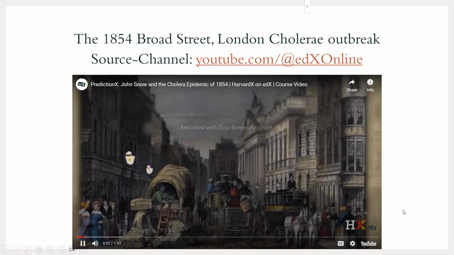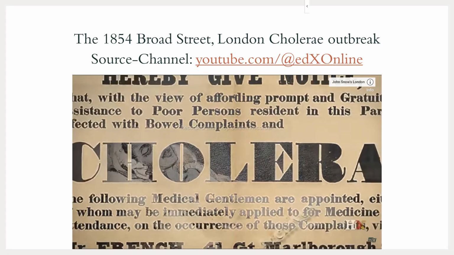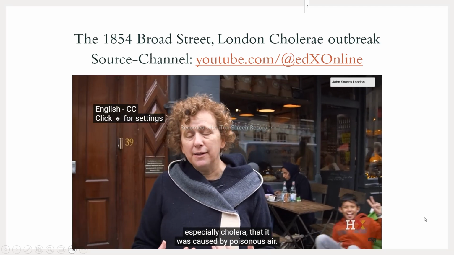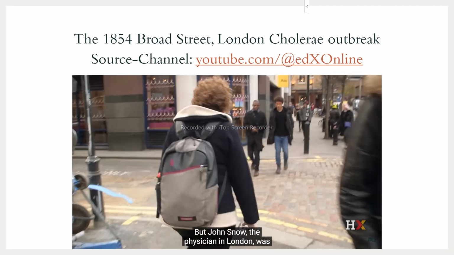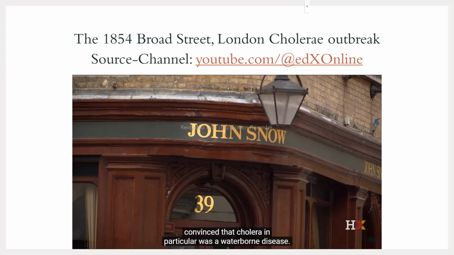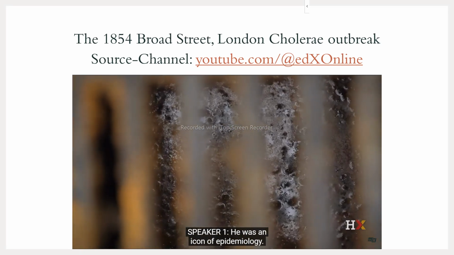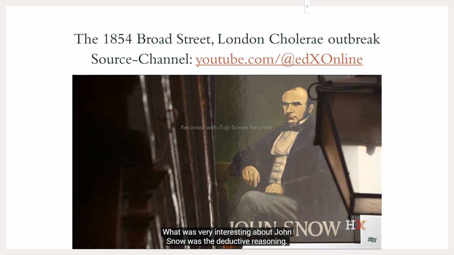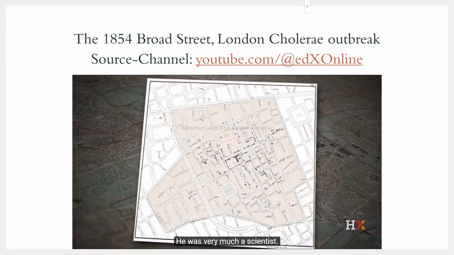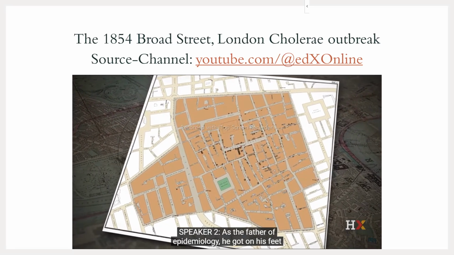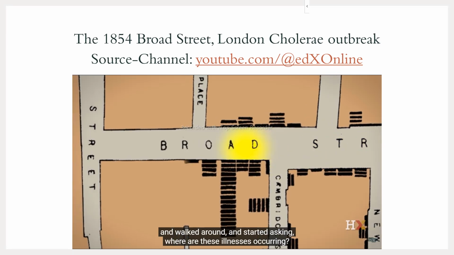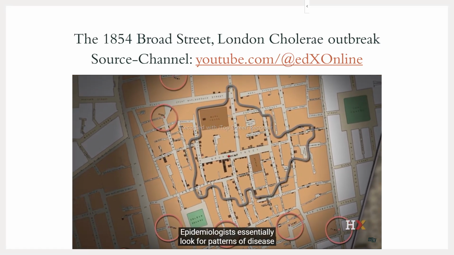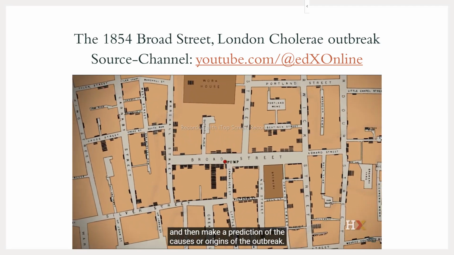In 1854, cholera struck the city of London. Over 600 people died in just a few weeks. People thought that when there were terrible outbreaks of disease, especially cholera, that it was caused by poisonous air. But John Snow, the physician in London, was convinced that cholera in particular was a waterborne disease. He was an icon of epidemiology. He was against the flow of the times. What was very interesting about John Snow was the deductive reasoning. He was very much a scientist, and he believed in measurement. As the father of epidemiology, he got on his feet and walked around and started asking, where are these illnesses occurring? So he could see patterns. Epidemiologists essentially look for patterns of disease and then make a prediction of the causes or origins of the outbreak.